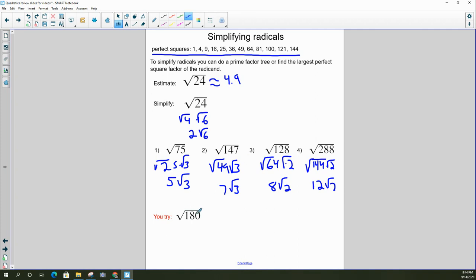All right. So now I want you to try the square root of 180. We want to try to figure out what perfect square goes into 180. That is 36 times 5. So the square root of 36 is 6. So I get 6 rad 5.